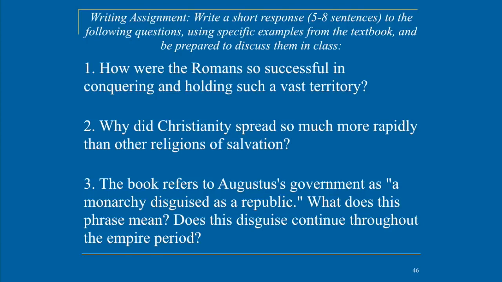Number two, why did Christianity spread so much more rapidly than other religions of salvation? What were some of the key factors that make Christianity so appealing to so many? And number three, the book refers to Augustus' government as a monarchy disguised as a republic. What does this phrase mean? Does this disguise continue throughout the empire period? Look at some of the other examples of the later Caesars and a little bit of what we talked about. Why does the republic's title still remain, yet the monarchy is the method that the book is talking about?